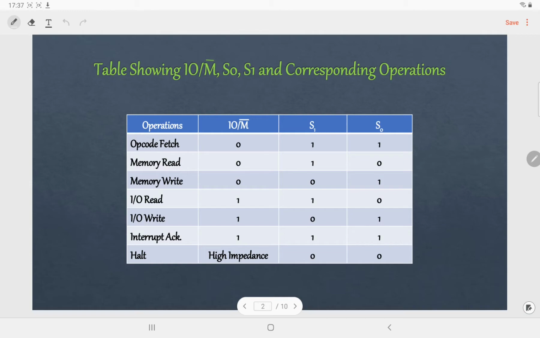Coming to this table, which shows the condition of IO/M bar and S0 S1 for different operations of 8085 microprocessor. In this video we are concerned with memory read and memory write machine cycles. For these two machine cycles the IO/M bar should be 0 because here we are dealing with the memory, and for reading operation S1 and S0 should be 1 and 0 respectively, and for write operation S1 and S0 should be 0, 1 respectively.